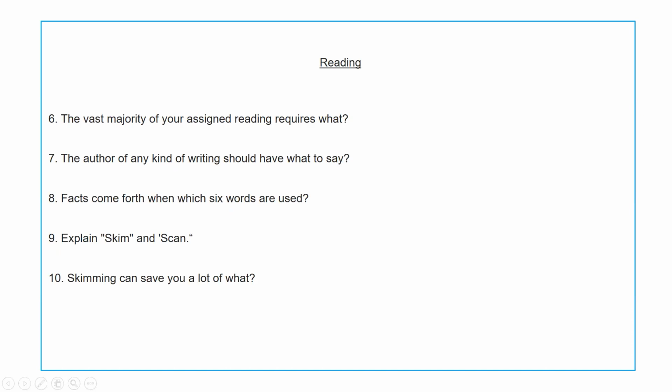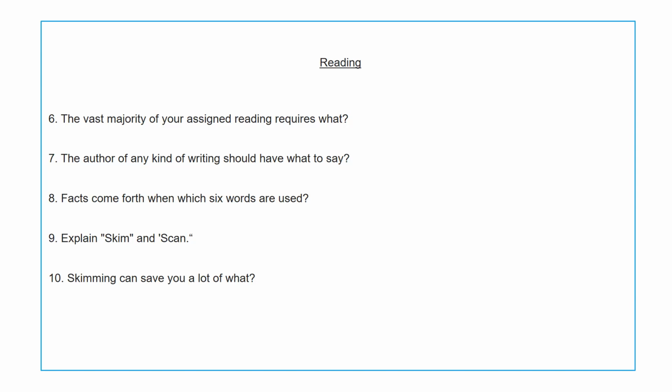Reading questions. Six, the vast majority of your assigned reading requires what? And again, don't be silly and say, it requires me to turn it in. That's not what we're looking for here. Seven, the author of any kind of writing should have what to say? It's not about good things or bad things, but something, at least in reading and writing, something more important.